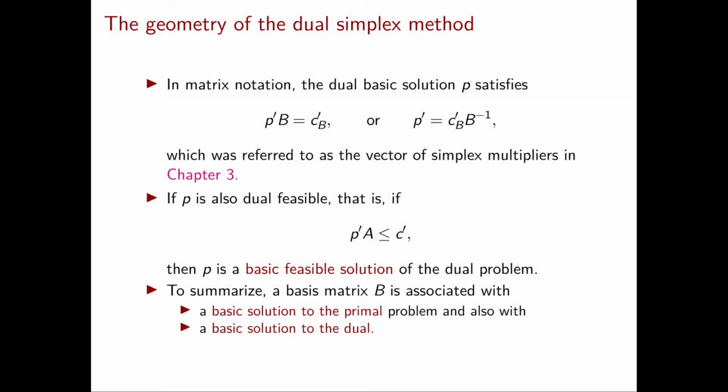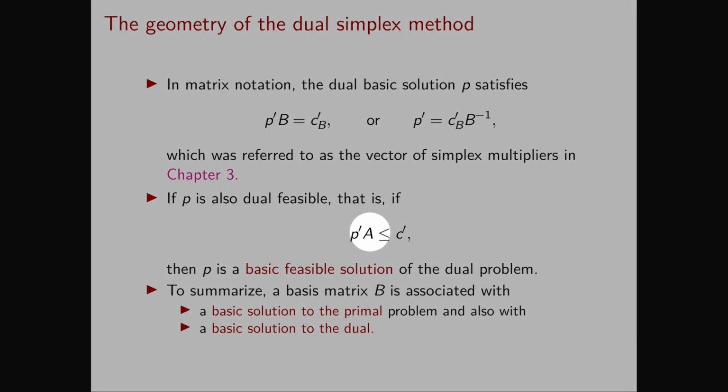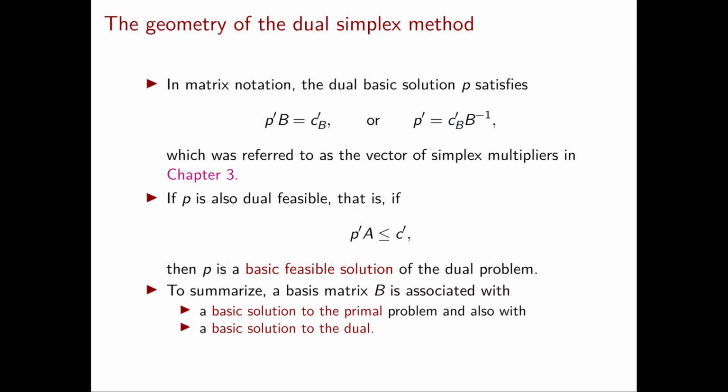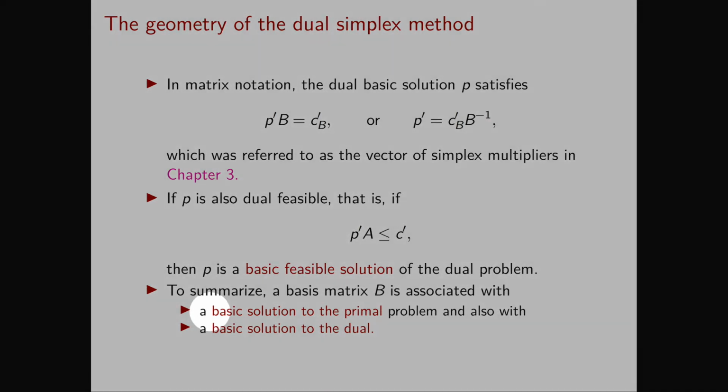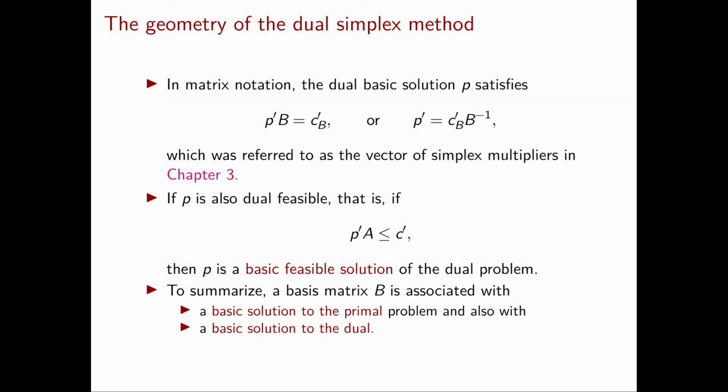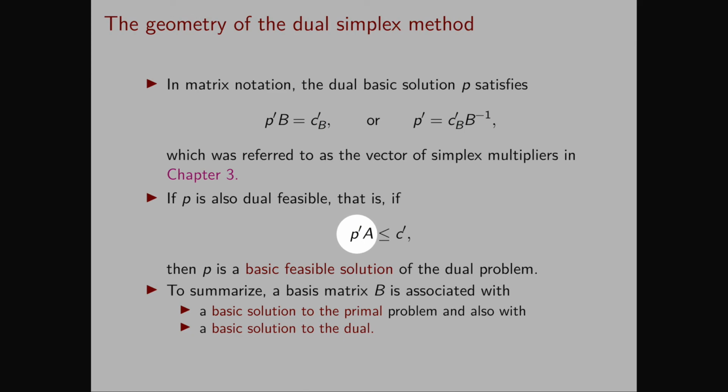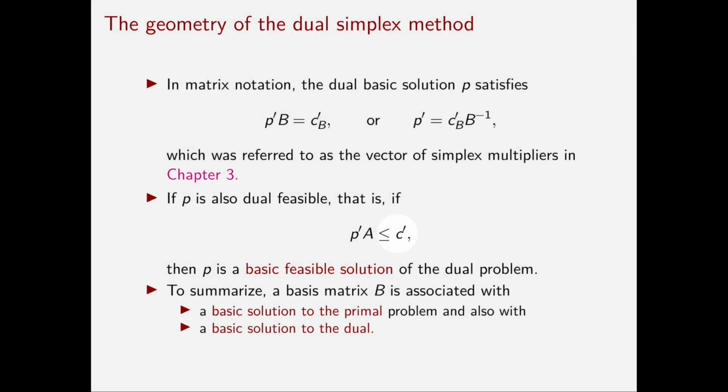So p is a basic solution to the dual. If p also satisfies p transposed A less than or equal to c transposed, then p is a basic feasible solution of the dual. So to recap, a basis matrix B gives rise to a basic solution to the primal and a basic solution to the dual. In our dual simplex method, the vector p always satisfies p transposed A less than or equal to c transposed. So in the dual simplex, p is always a basic feasible solution to the dual.